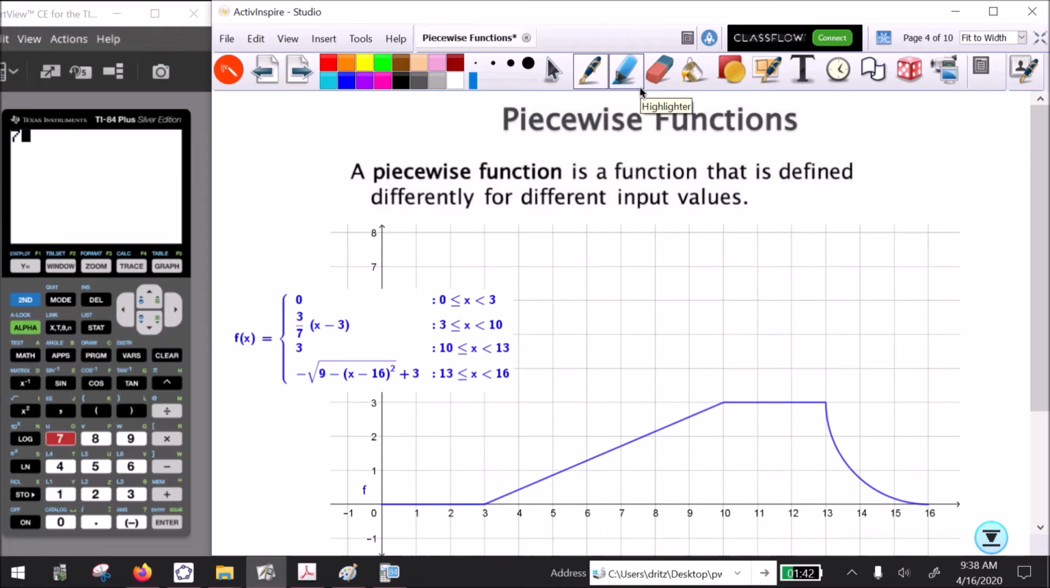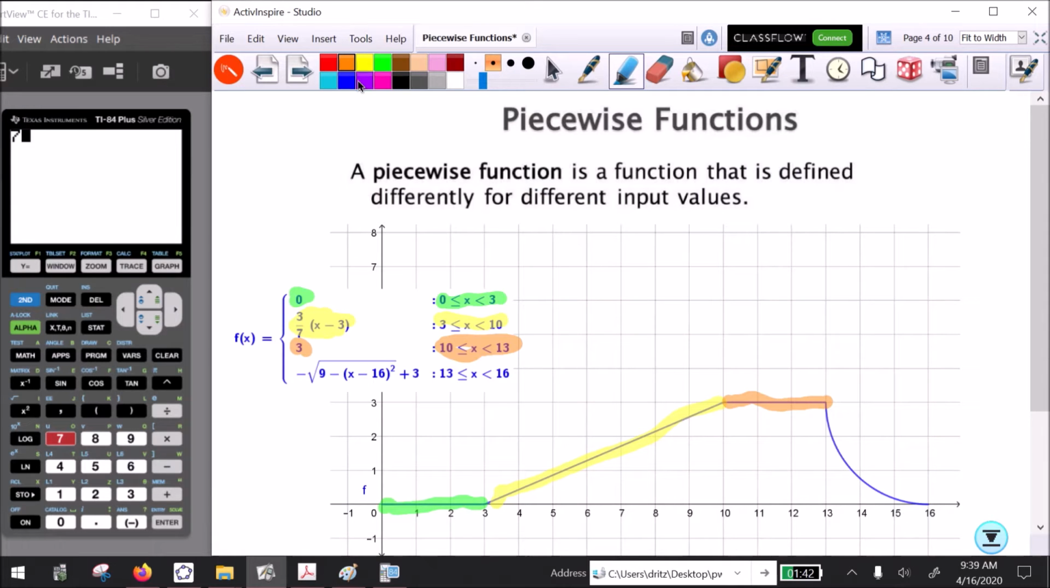If you notice here, this function is defined as f of x is equal to 0 when x is in between 0 and 3. So when x is greater than or equal to 0 and less than or equal to 3, this function is defined as just equal to 0. Then, for x values greater than or equal to 3 and less than 10, f of x is equal to this linear equation here. And if x is greater than or equal to 10 and less than 13, f of x is defined as positive 3.